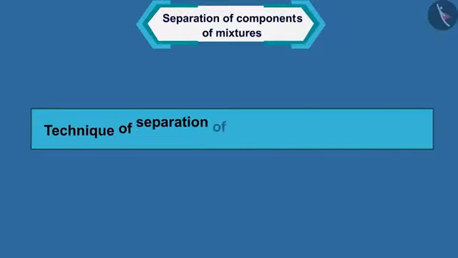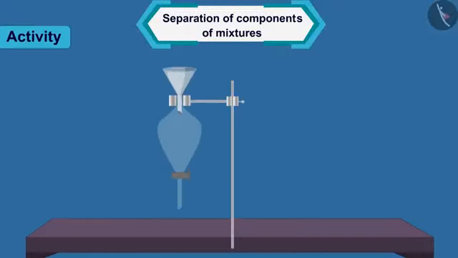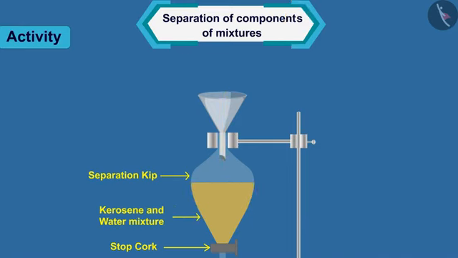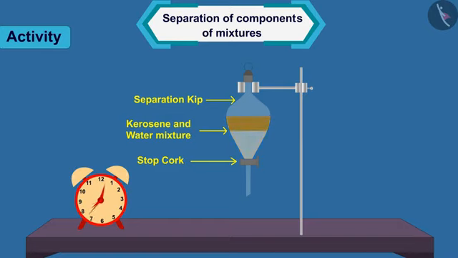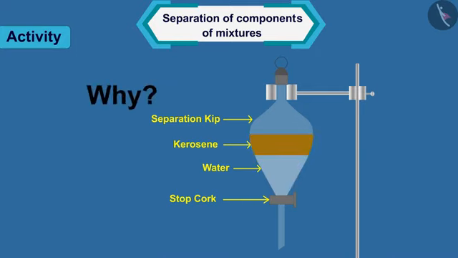Now let us learn about the technique of separation of a mixture of insoluble liquids. In this activity, we will put a mixture of kerosene and water in a separation funnel. Now, we'll leave it undisturbed for a while. What do you see after a while? Yes, after some time, separate layers of water and oil are formed. But why so?